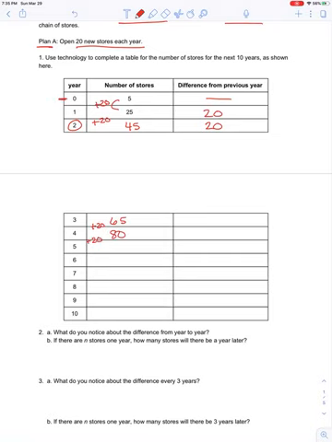Add 20. I said 85, my bad. And we're going to add 20 and go to 105. Add another 20 and go to 125. Add another 20 and 145. And 165, 185, and 205. And the difference each year. So each year, we're always increasing by 20. Okay, so that was Plan 1, or Plan A.